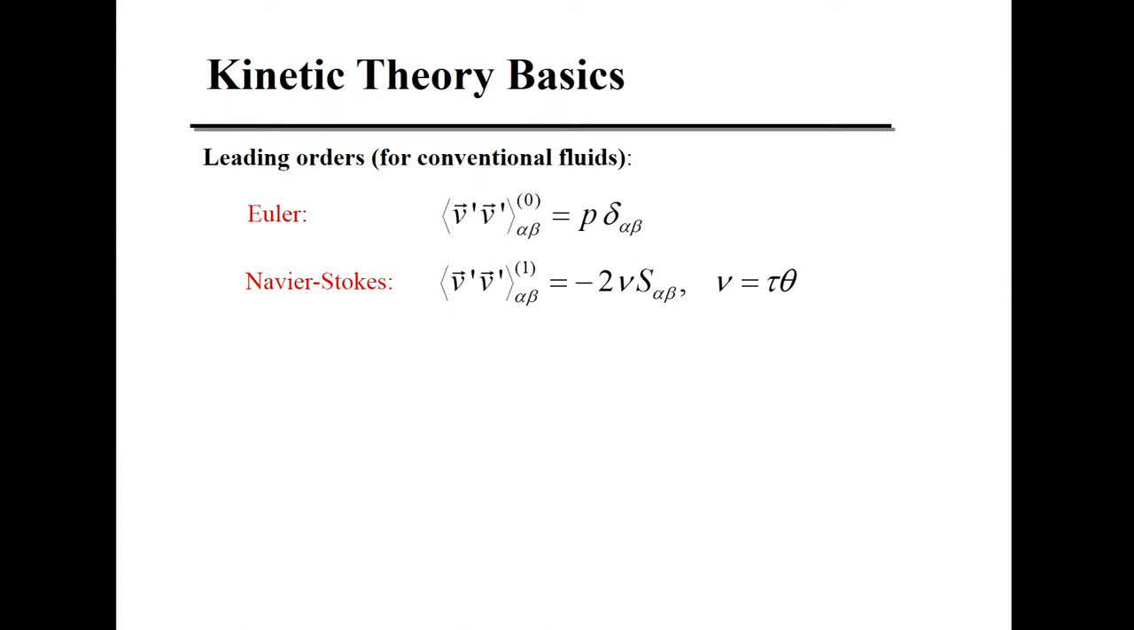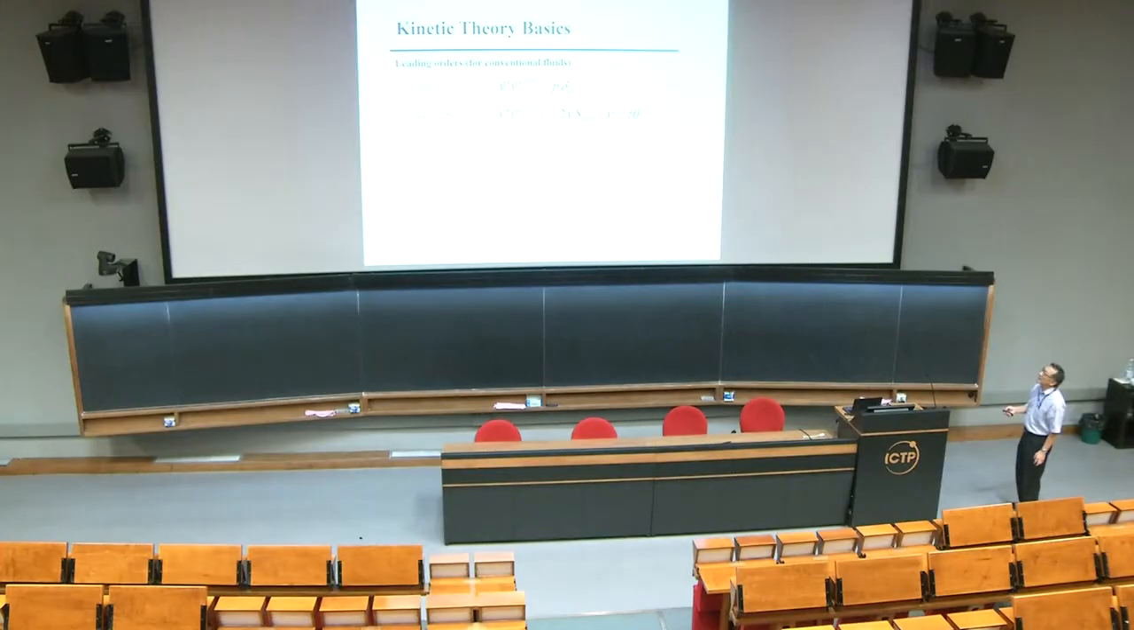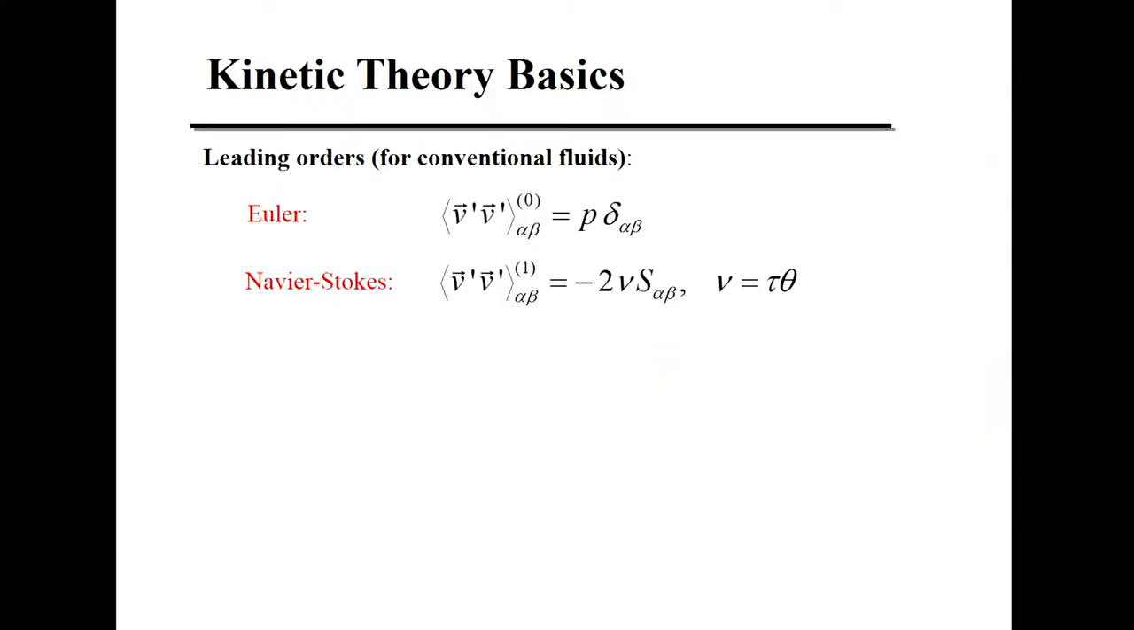Okay, now let's look at some specific examples. If you assume the distribution function is equilibrium, then this second moment gives rise to just a delta function with a proportionality scalar known as the pressure. But if you are interested in some deviation from such a full equilibrium distribution function, and the deviation is small, then you find a correction to that in this form. This is nothing but the right-hand side of the Navier-Stokes. And this form is the typical Newtonian form because the stress is proportional to the rate of strain with the proportionality coefficient as the viscosity.